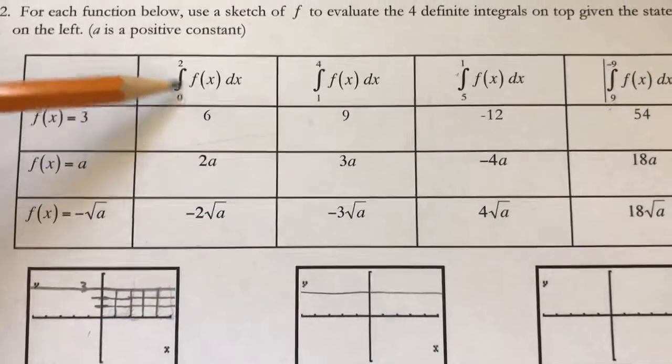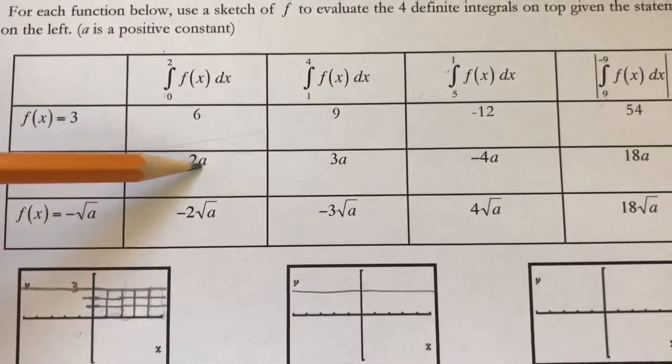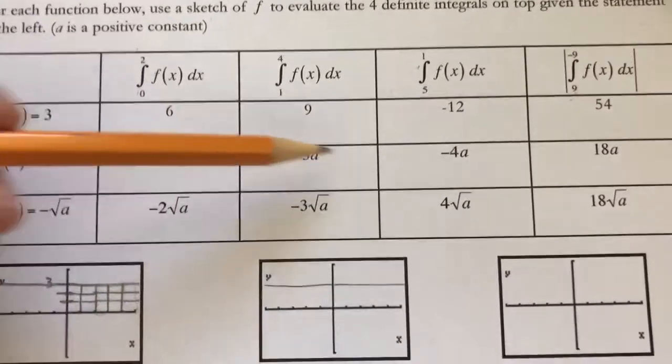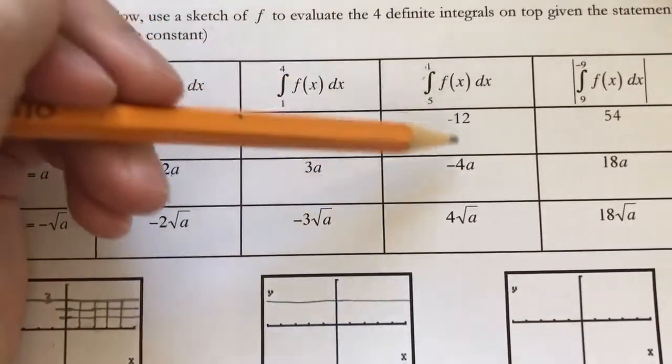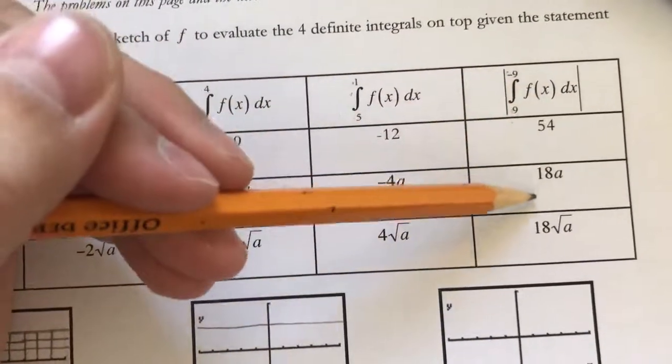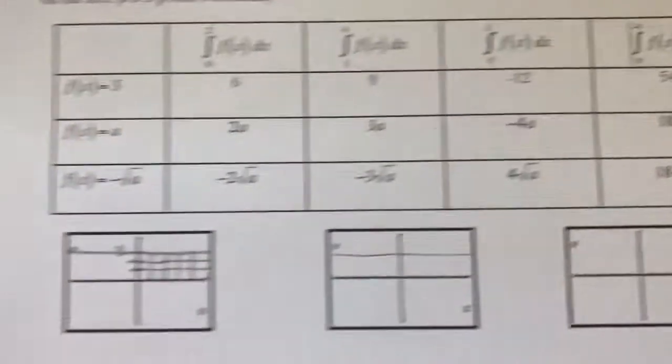So since this one has a base of 2 units from 0 to 2, it's just 2 times the height of a. This one has a base of 3 units from 1 to 4, so it's 3 times the height of a. This one has a base of 4 units times a, and it's negative since it's backwards. And this one has a base of 18 units times a, and then positive because of that absolute value.